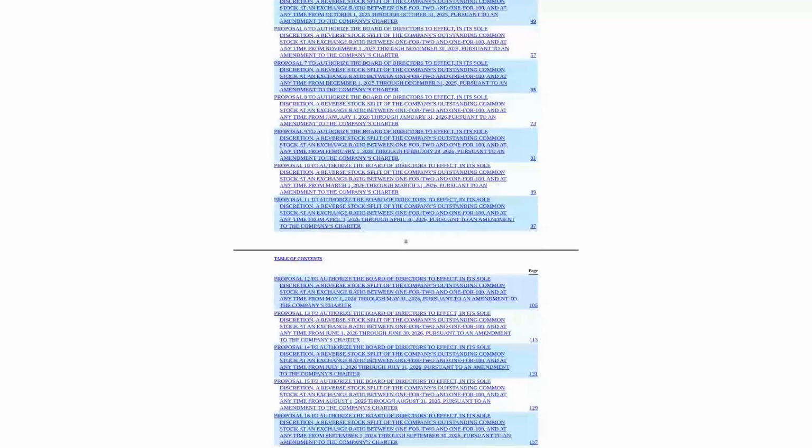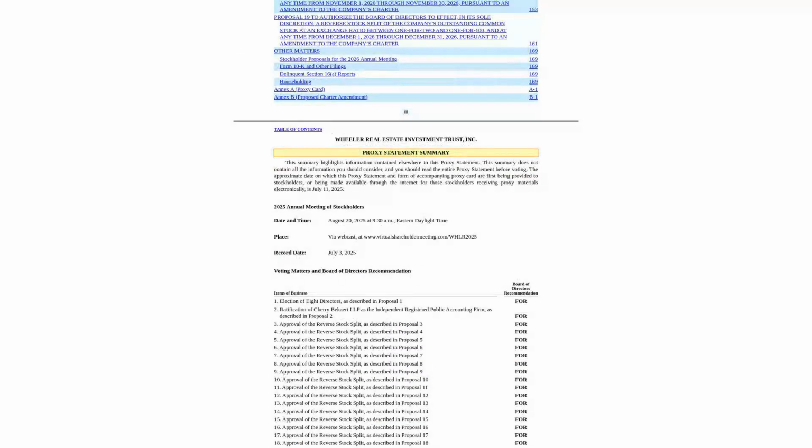Let's kick things off with what this proxy statement is all about. The most important item on the agenda is a set of proposals to authorize reverse stock splits. Reverse stock splits are when a company reduces the number of its outstanding shares to increase the price of each share. It's like taking a small pie and cutting it into fewer but bigger slices, but you still own the same pie, just cut differently.